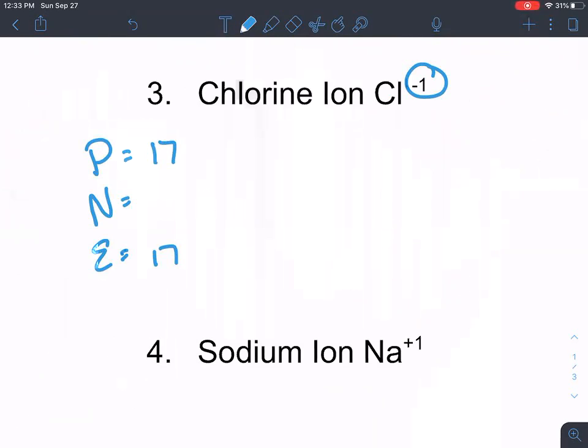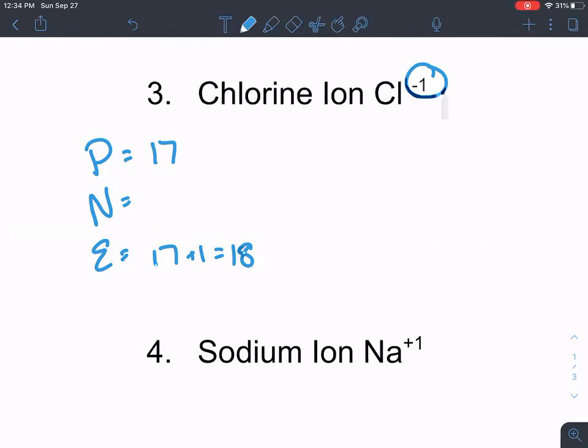So should I take away a proton, or should I take away or add an electron? Hopefully you guessed add an electron, because if I take away a proton, I'm making sulfur, and that is not what we're asking for at the moment. So I'm going to add 1 more electron for a total of 18 electrons here. 1 more electron than my protons.